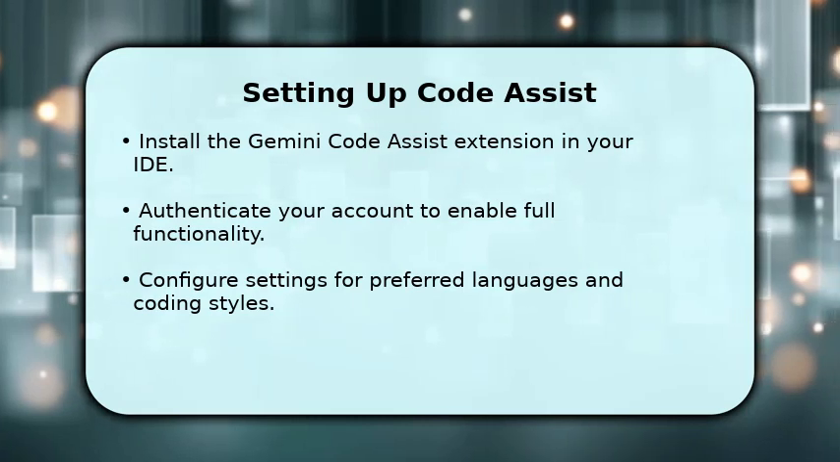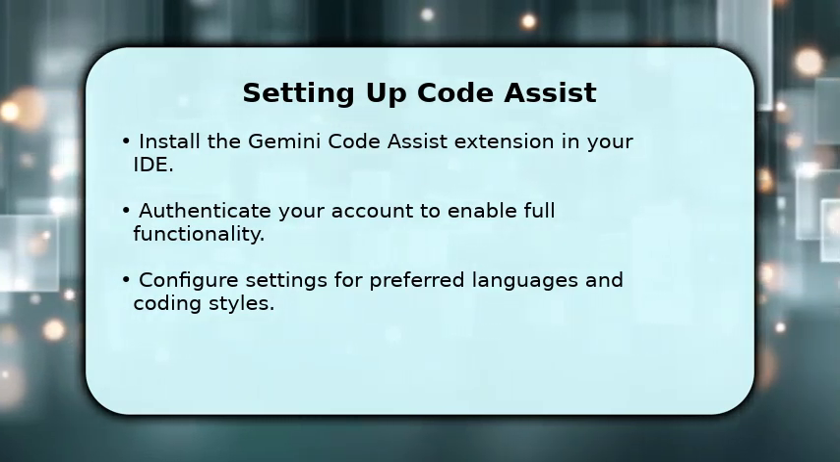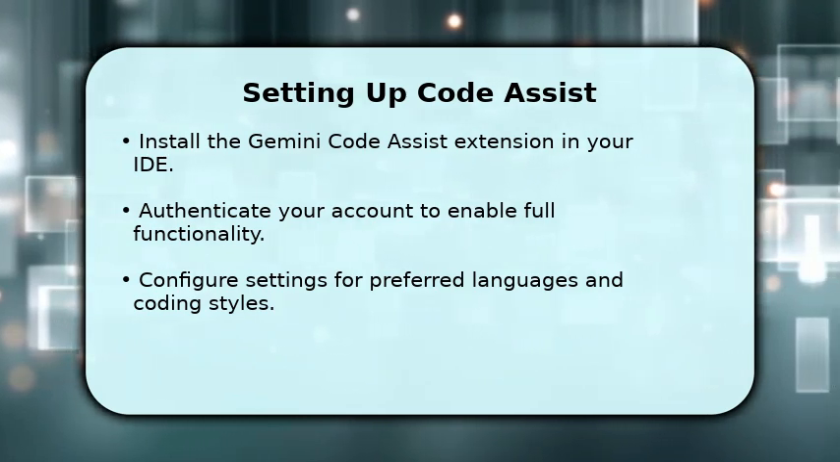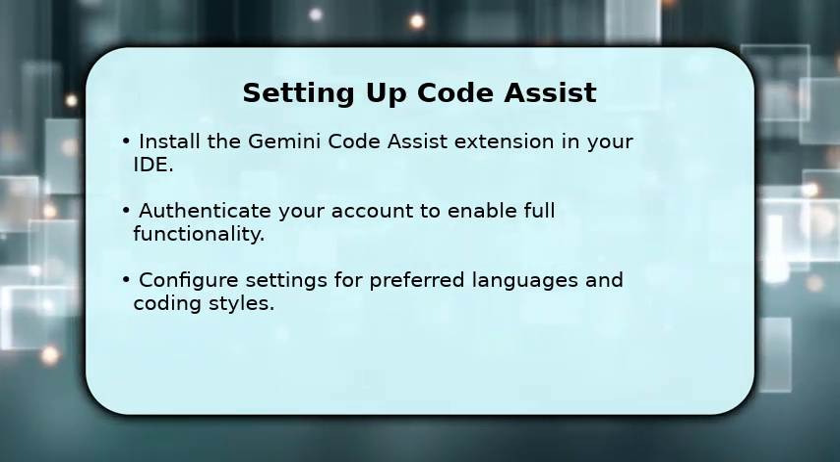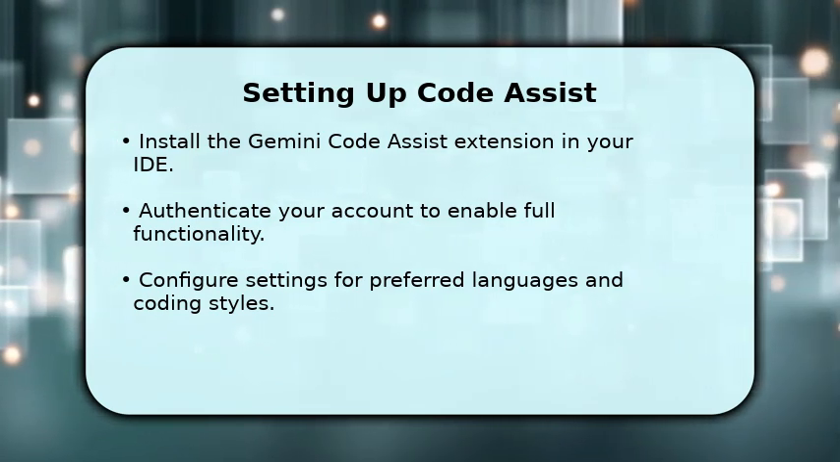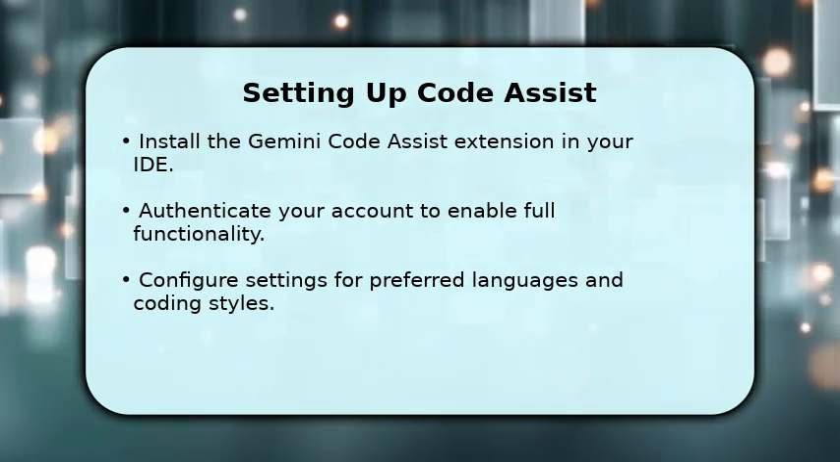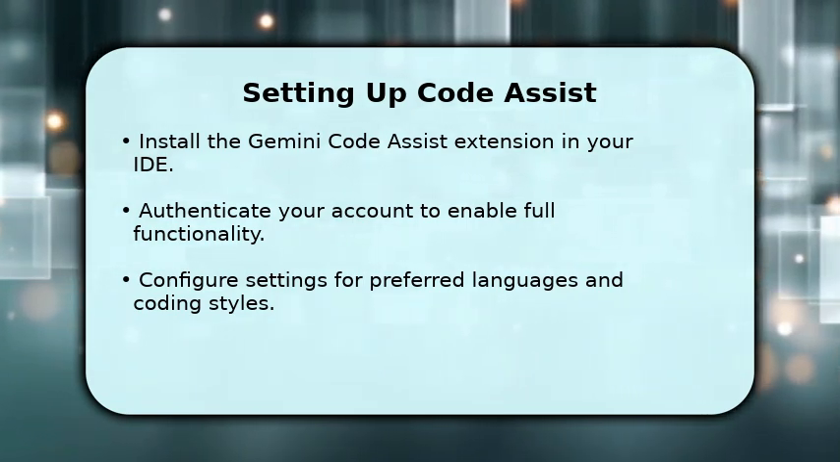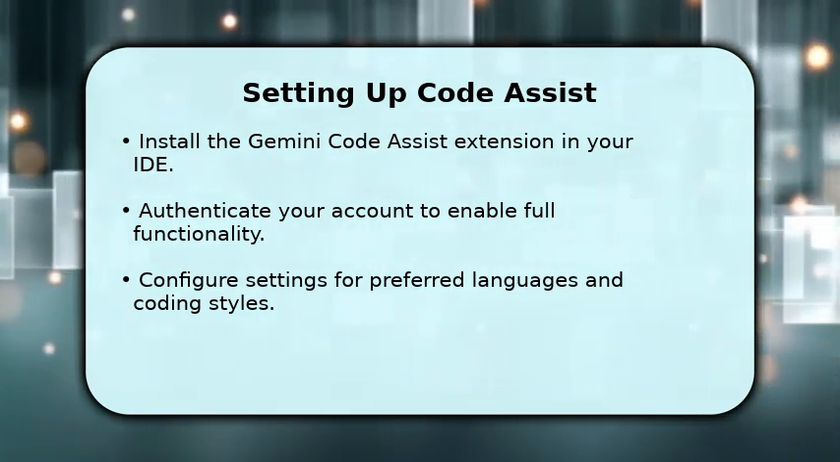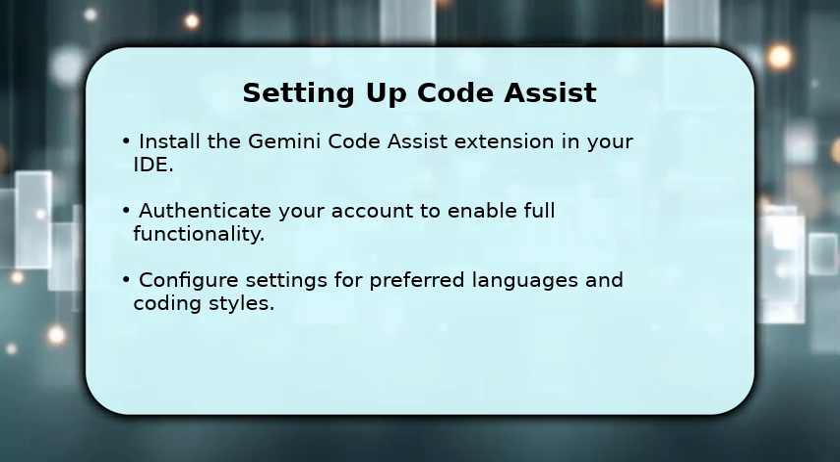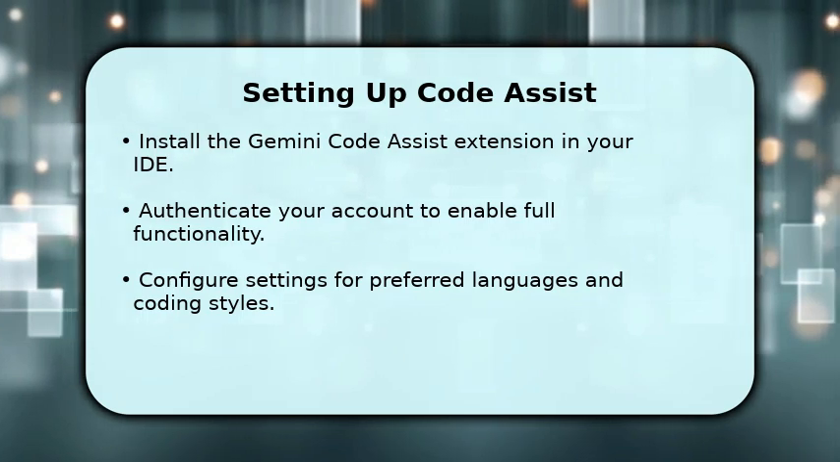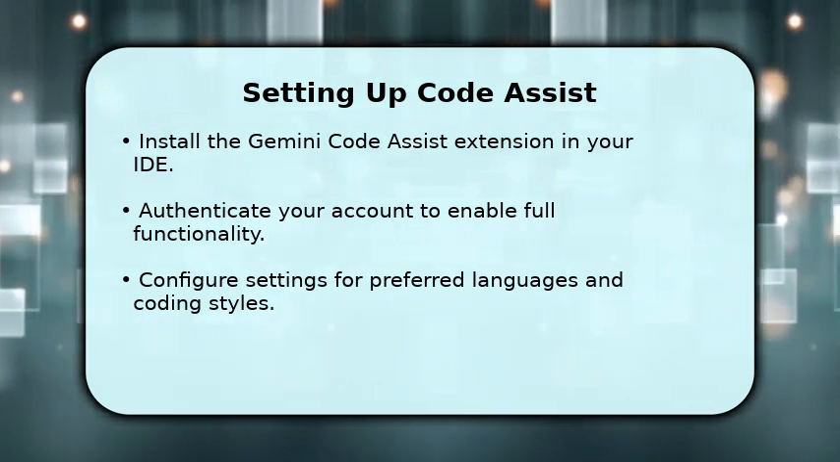To begin, you'll need to install the Gemini Code Assist extension within your integrated development environment. After installation, authenticate your account to unlock all features. Take a moment to customize the settings, such as your preferred programming languages and coding conventions. This personalization ensures the suggestions align perfectly with your project's requirements, making the tool incredibly effective from day one.